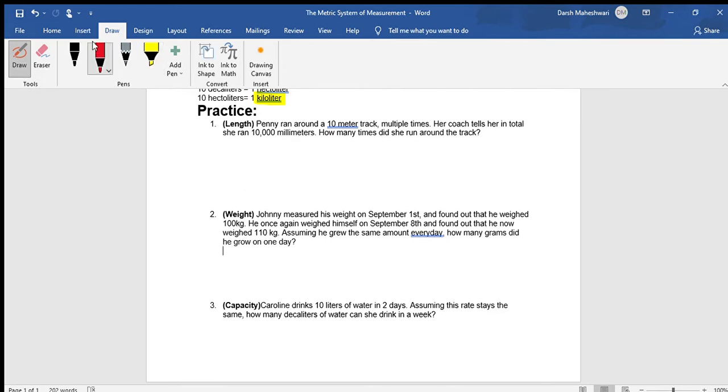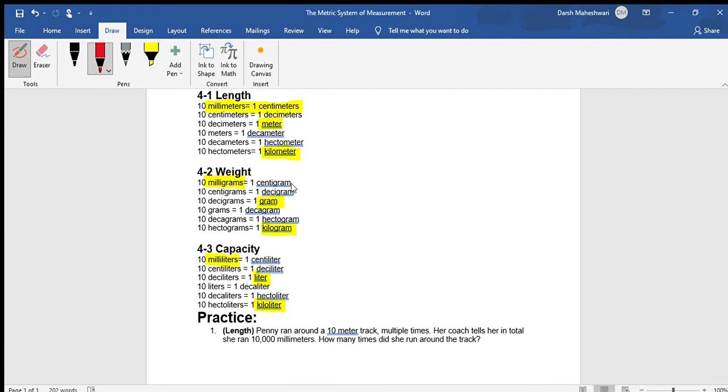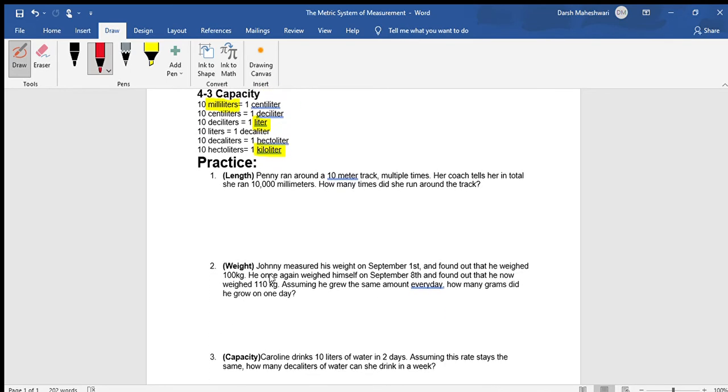Okay, hopefully you finished solving because you paused and looked at these tables, because now I will be going over them. So first, length. Penny ran around a 10-meter track multiple times. Her coach tells her in total she ran 10,000 millimeters. How many times did she run around the track? Okay, so first we see that we have 10 meters and 10,000 millimeters, and we want to find how many times she ran around the track.